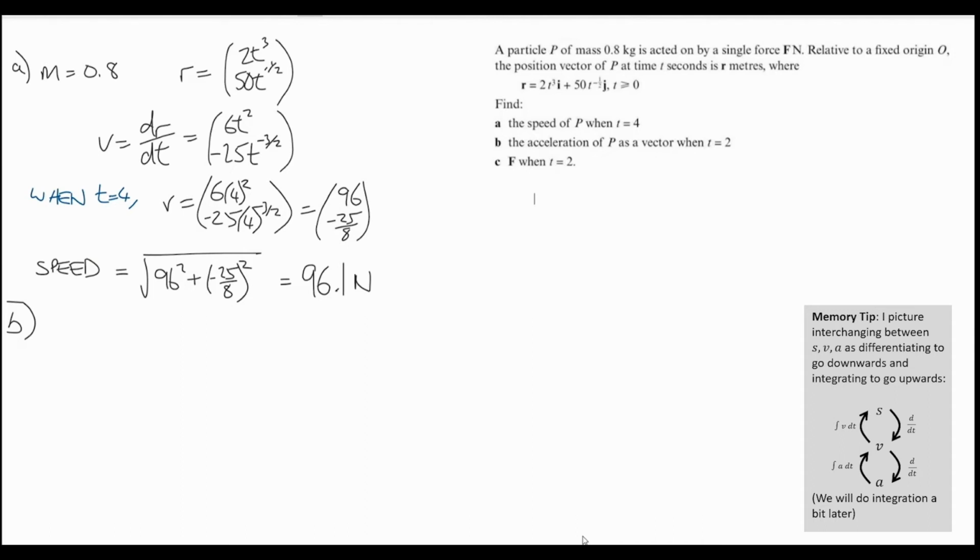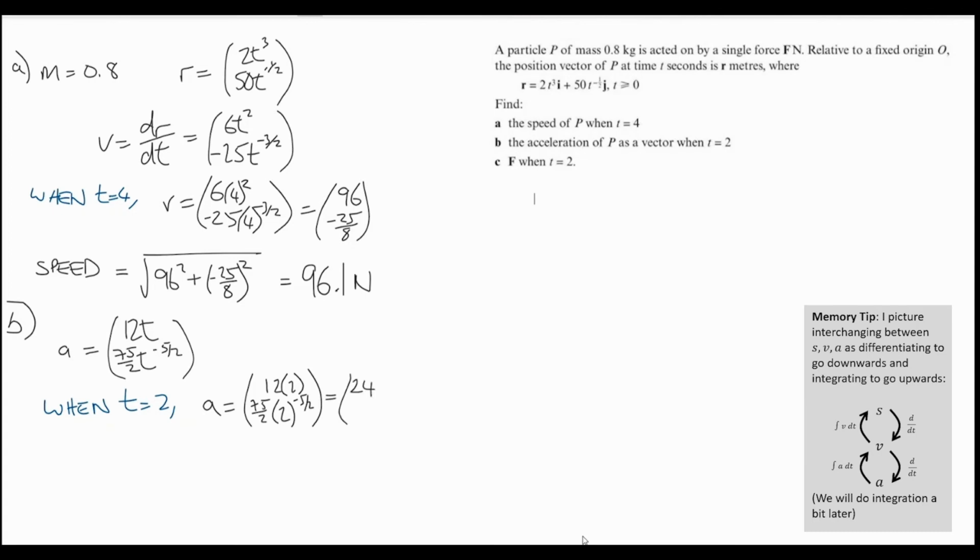So in part B, we're asked to find the acceleration of P as a vector when we know that t equals 2. To find the acceleration, we're going to differentiate the velocity function. So we get 12t, and we get 75/2 t to the negative 5/2. Okay, let's substitute t equals 2 to find our acceleration vector. And here's what we would get as an exact vector. And to three significant figures, we have 24, 6.63.